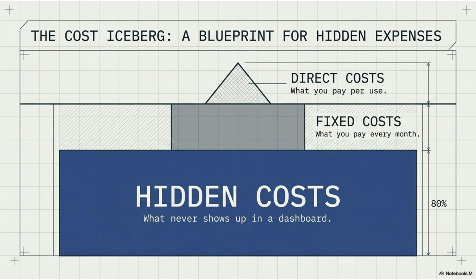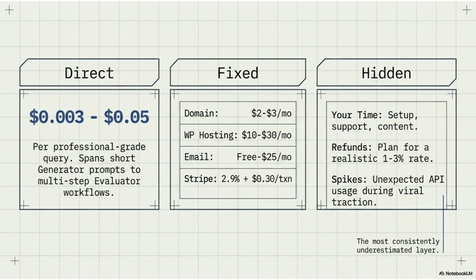2. Fixed costs, what you pay every month. These are the costs that run whether anyone uses your product or not, and they tend to be more meaningful at the start, when your user base is still small and the fixed costs are not yet distributed across many customers. A domain name runs roughly $2 to $3 per month.